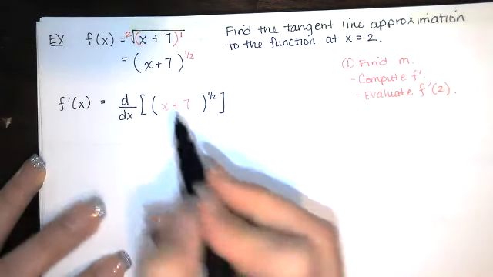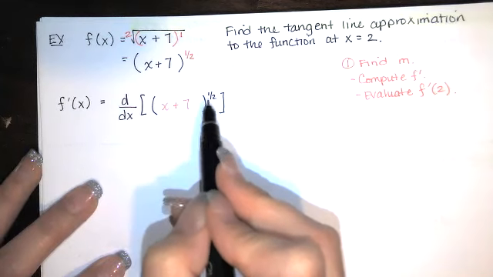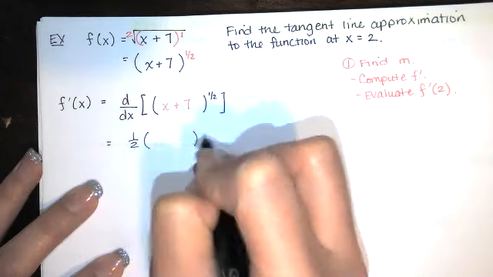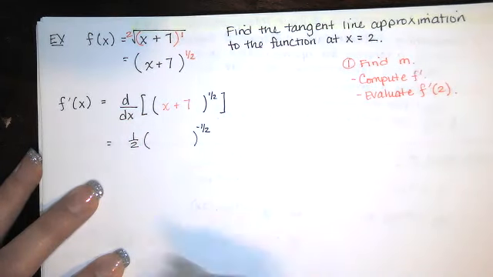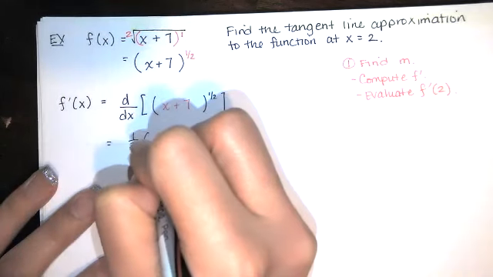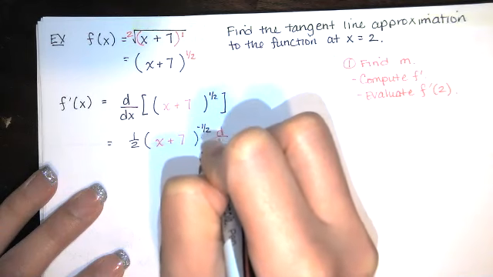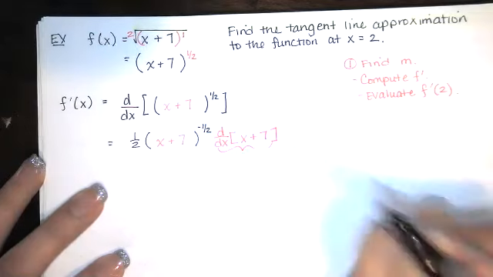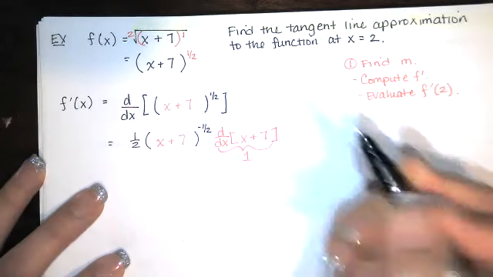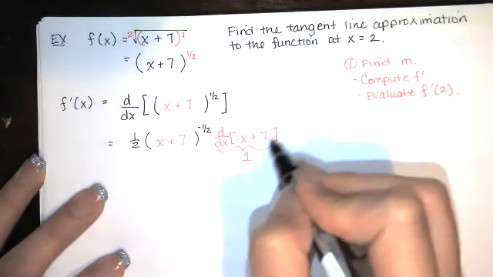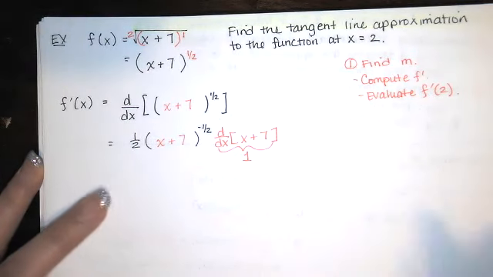My inside function is x plus 7. I'm taking the derivative of a function to the 1/2. The derivative of a function to the 1/2 is 1/2 of that function to the 1 less power. And 1/2 minus 1 is the same as 1/2 minus 2/2, and 1/2 minus 2/2 is negative 1/2. Then you plug the inside function back in, and you multiply by the derivative of the inside by the chain rule. Derivative of x is 1, derivative of 7 is 0. Derivative of a constant times x is just that constant, which happens to be 1 in this case. And derivative of constants are 0.